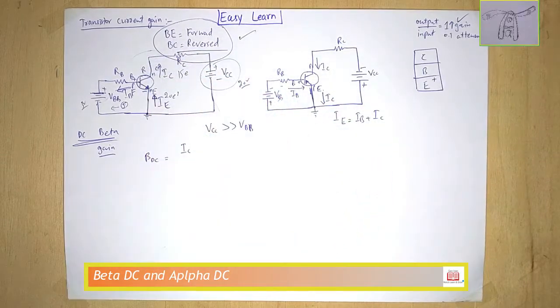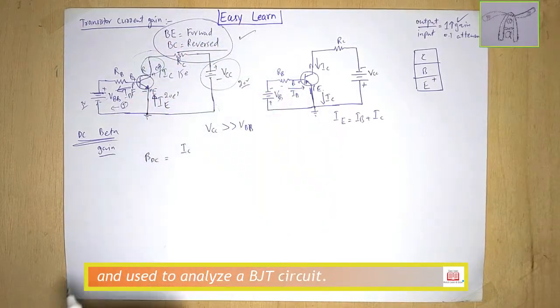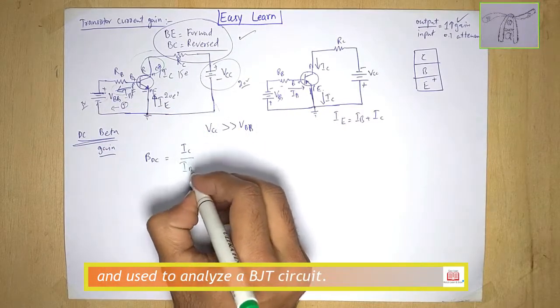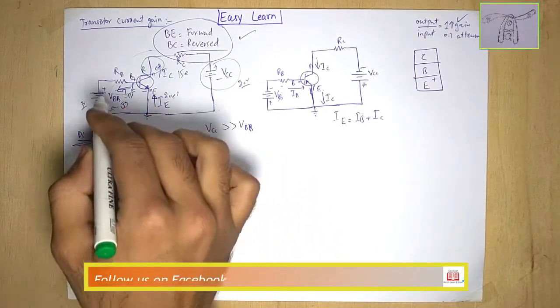This is the collector junction, and output can be taken from this collector junction. This is the output, our output. And what is our input? That is the base, IB, toward this side. This is, let's say, our input.